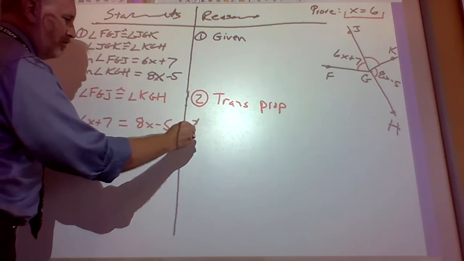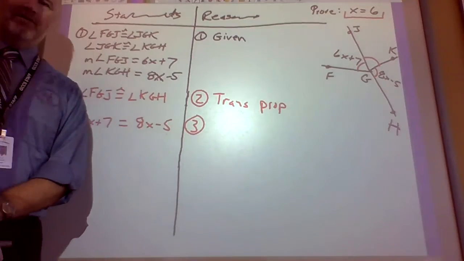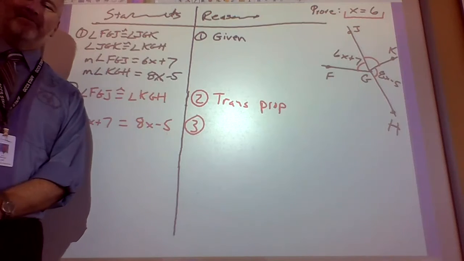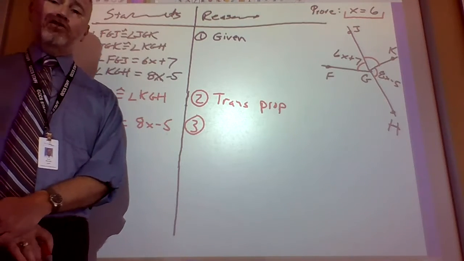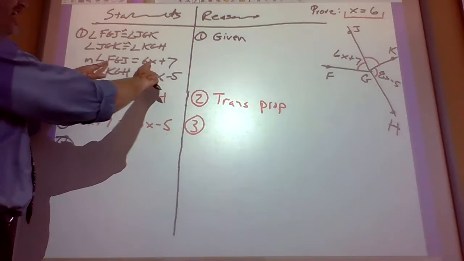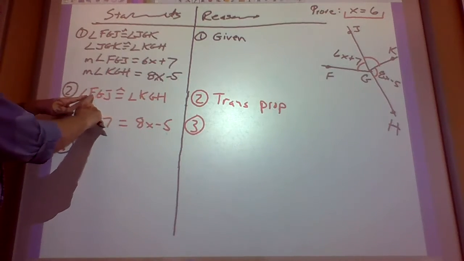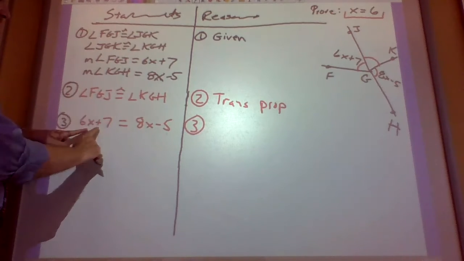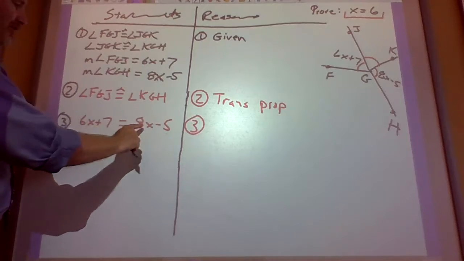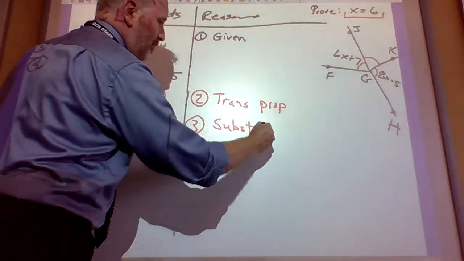Now I used the word replace so I wouldn't give away what property I just used, but what's another word that means replace? That's absolutely right. I just used the substitution property. Since the measure of angle FGJ is equal to 6x plus 7, I can replace angle FGJ with 6x plus 7, and that's what I did. And I did the same thing for that angle. So I used the substitution property.